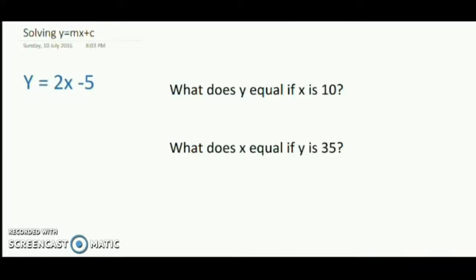This tutorial is the last one in this set of 6 on tables, graphs and equations for junior school. We're going to look at solving using an equation, the y equals mx plus c equation.